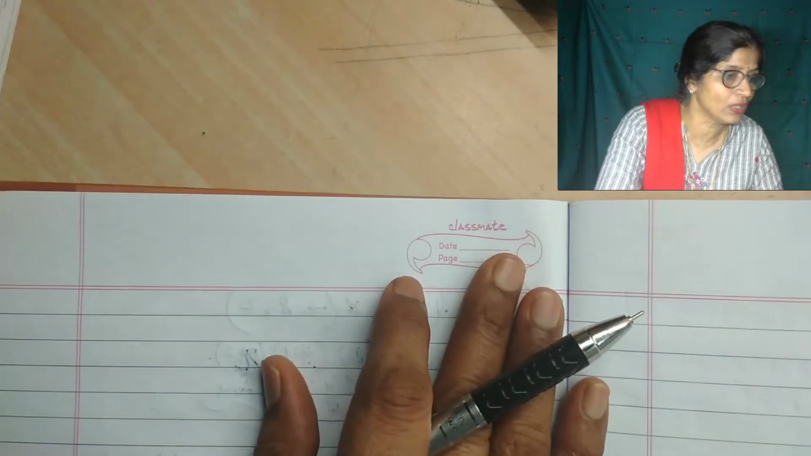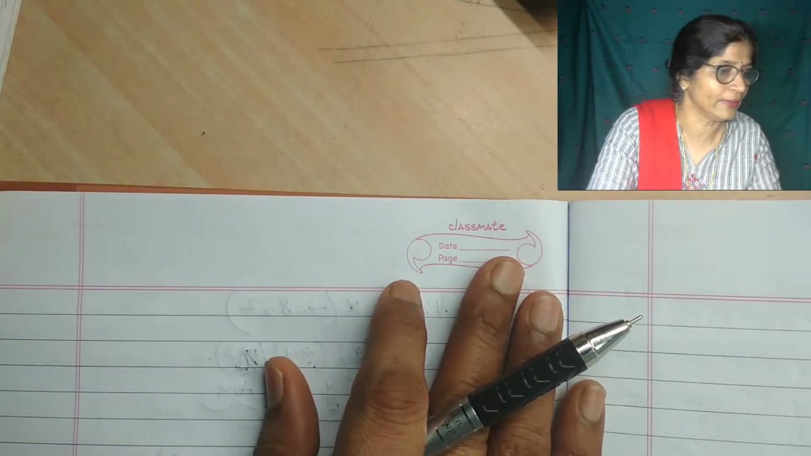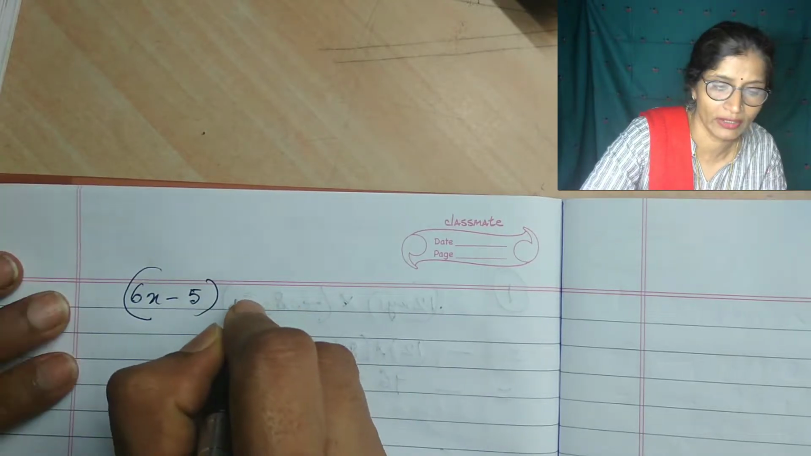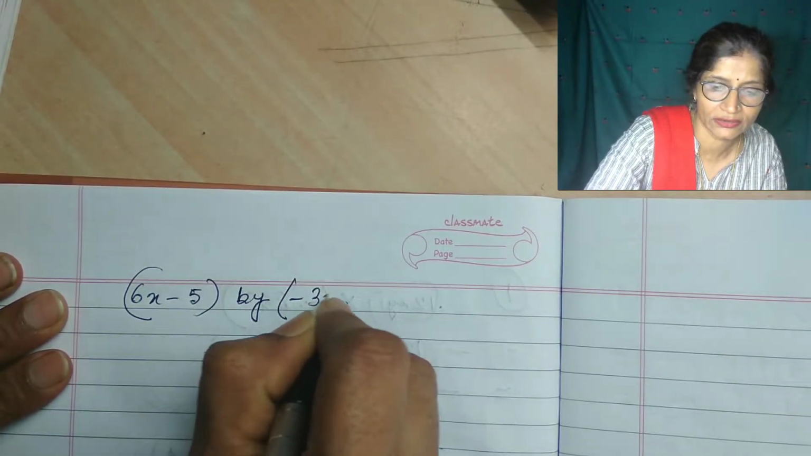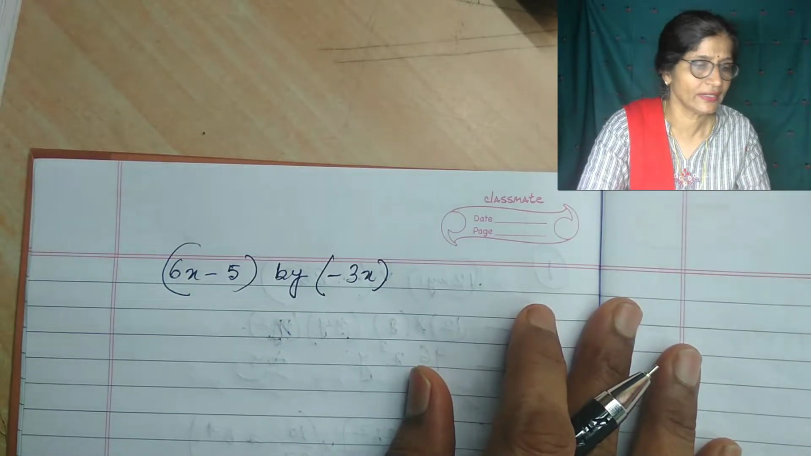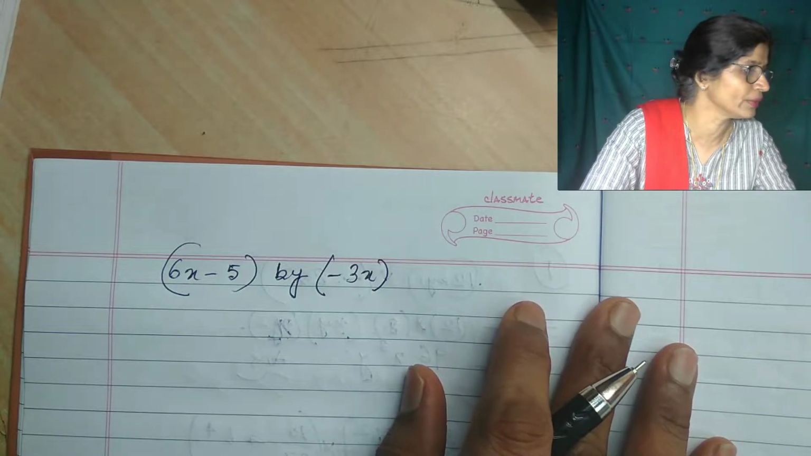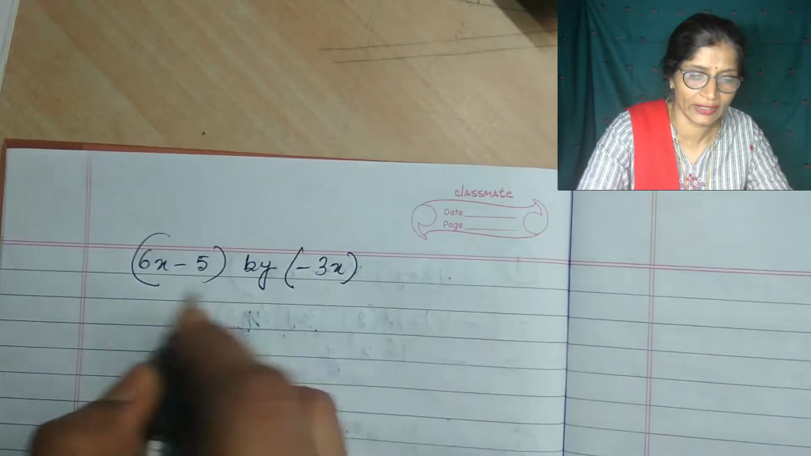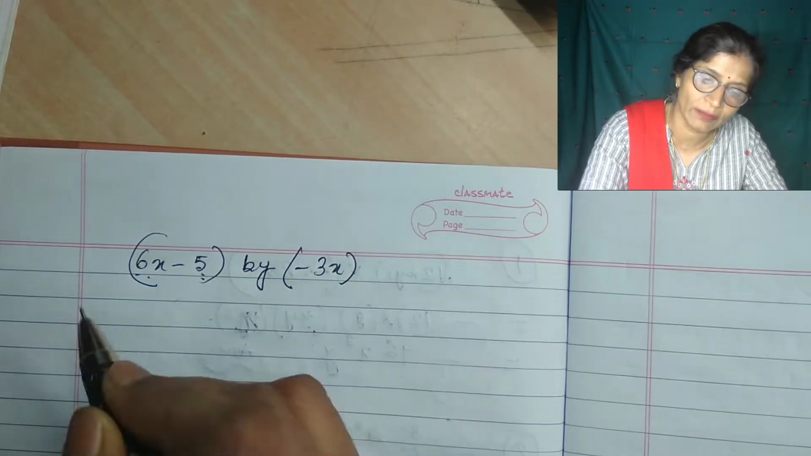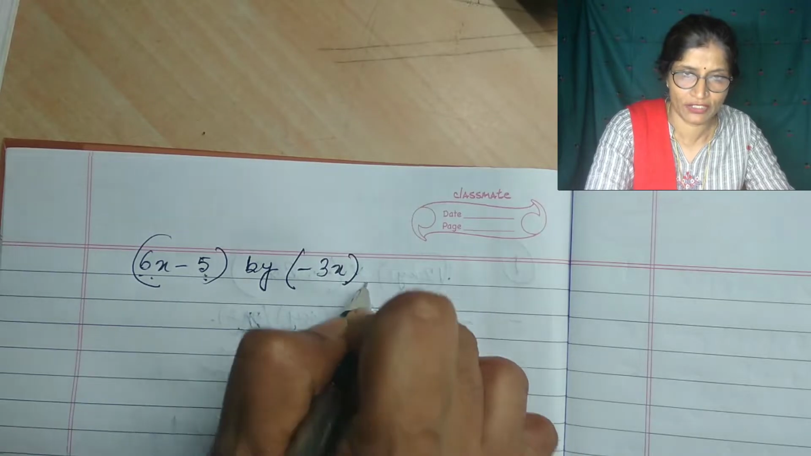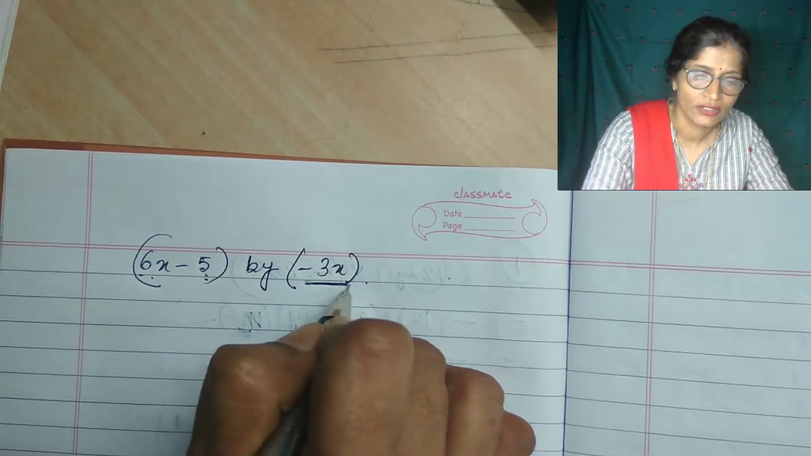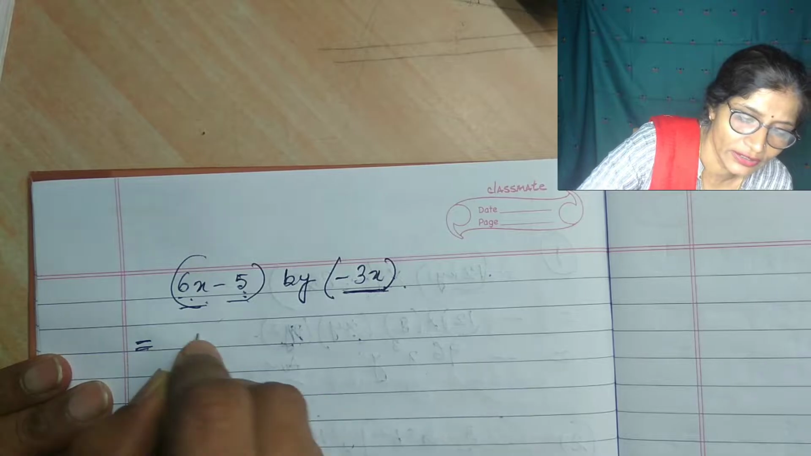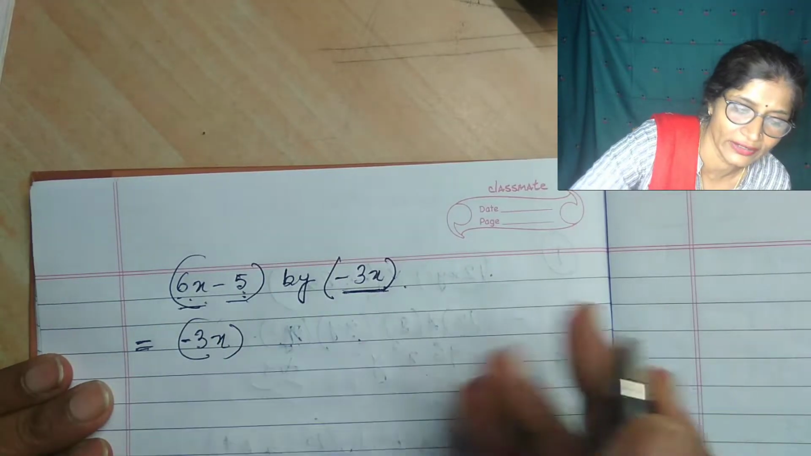Now I will discuss how a monomial multiplies a binomial. For example, 6x minus 5 is there and it is multiplied by minus 3x. So here a binomial is multiplied by a monomial. In case of multiplication, each term of a polynomial, like here two terms are there, is multiplied by each term of the other expression. This is the other expression here, one term. So these terms are multiplied. You can write minus 3x on this side or that side, no problem.